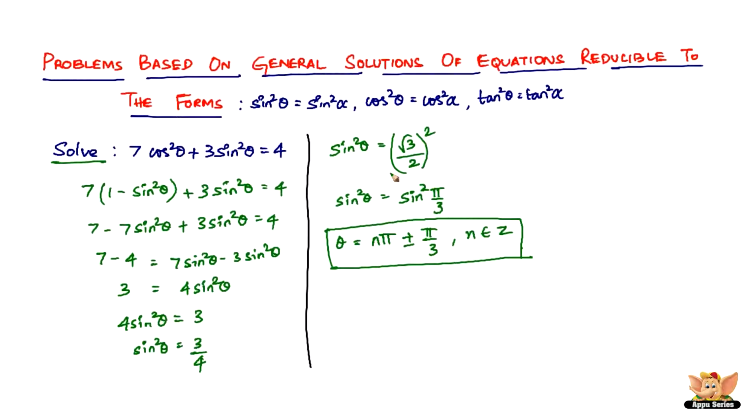Right, so I'll see you in the forthcoming videos with more problems based on general solutions of equations reducible to the forms sine squared theta equals sine squared alpha, cos squared theta equals cos squared alpha, and tan squared theta equals tan squared alpha.